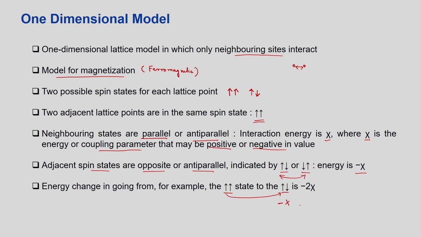And I have to subtract the interaction energy of the initial state. Going from the initial state to the final state, it is final minus initial. So the final state has minus of this symbol, then subtracting the initial state, this becomes minus 2 into this coupling parameter. This is what I have written here. This is the way you can go from one state to another. This is very important because we will be talking about these transitions: the transition from parallel to anti-parallel, and anti-parallel to parallel.